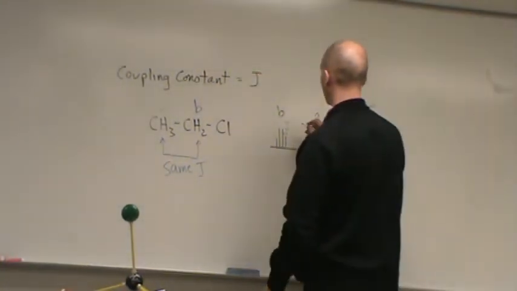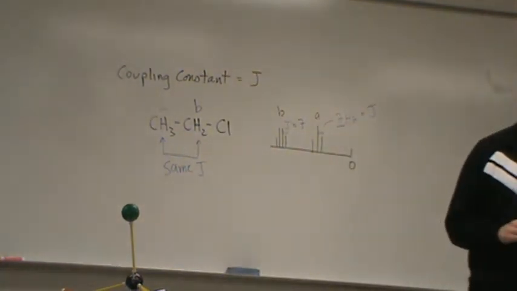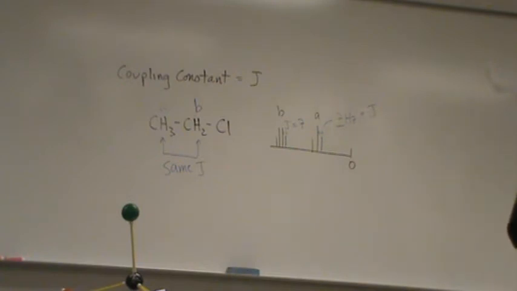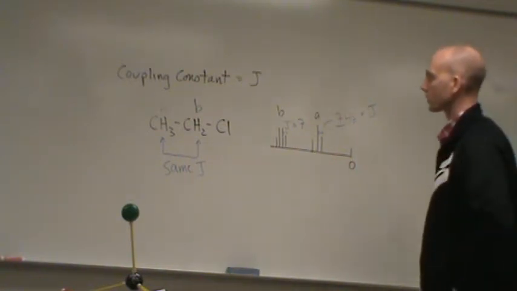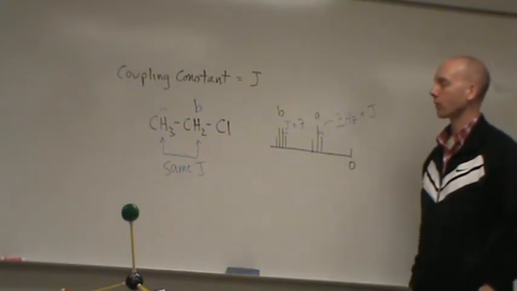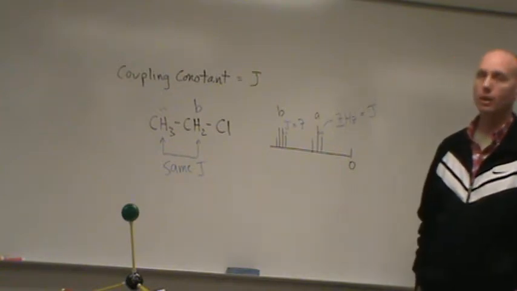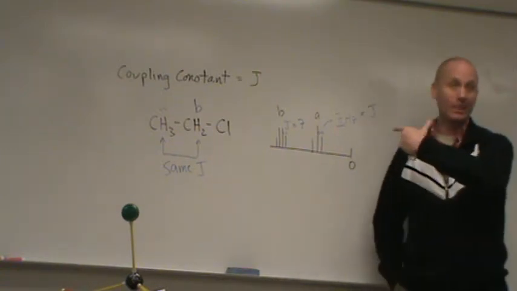7. 7 hertz. So two sets of hydrogens that are splitting each other will have the same J value. Okay? So that's nice to know. You know, no big deal here.